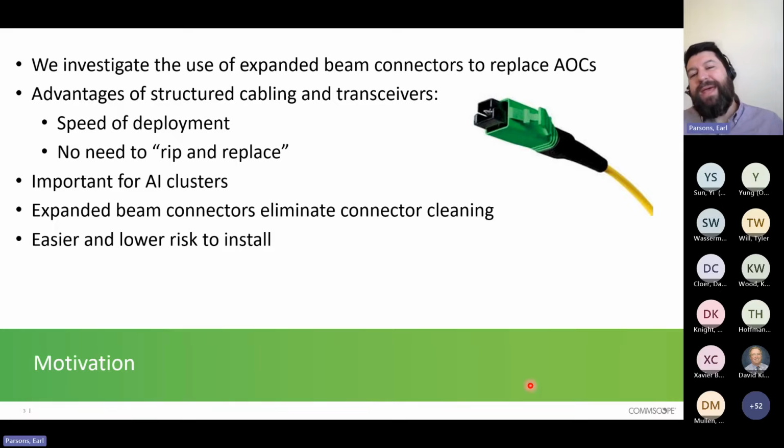With expanded beam connectors, we take the light from the fiber and increase the size of it when it gets to the connector end face. That makes the signal more robust to contaminants, because a contaminant of a certain size will have less of an impact on the total signal because it's blocking a smaller portion of the beam. So with these expanded beam connectors, we don't have to clean the end face when we're mating or demating or doing any changes with the connectors. So these connectors are easier to install and much lower risk of having something going wrong when they're installed.